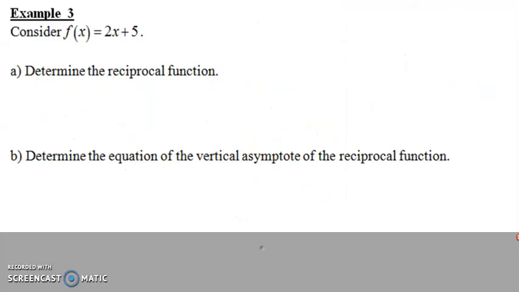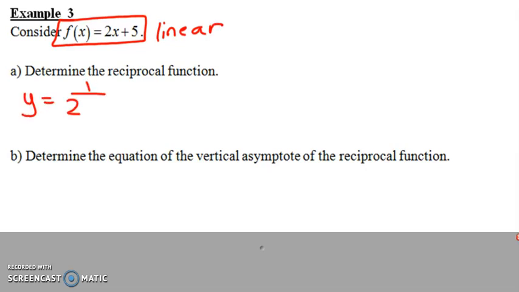We're going to do one final example today, and that's going to be example 3. So first of all, determine the reciprocal function. So again, this is the original function, and the original function would just look like a line. This is just a linear function. So the reciprocal of this function would be y equals 1 over 2x plus 5, again because you would flip that fraction.